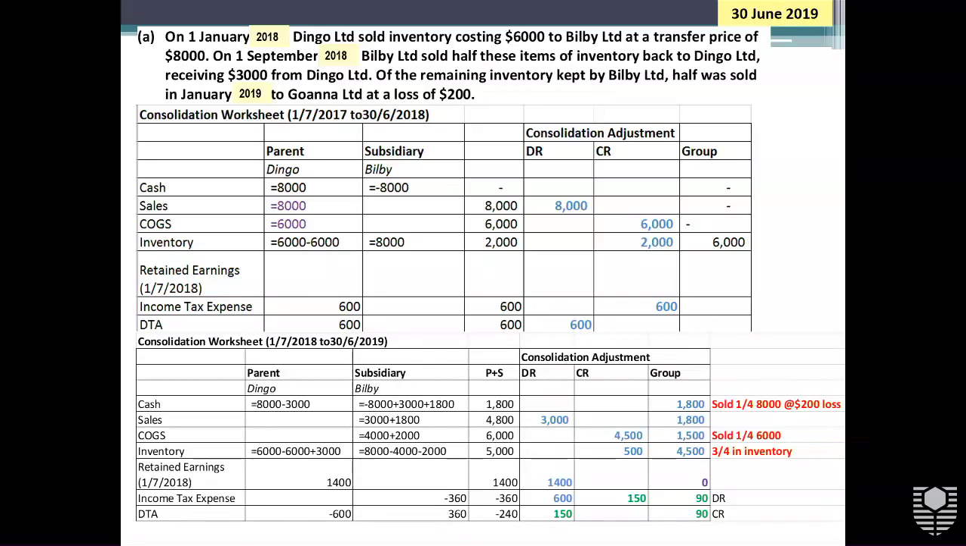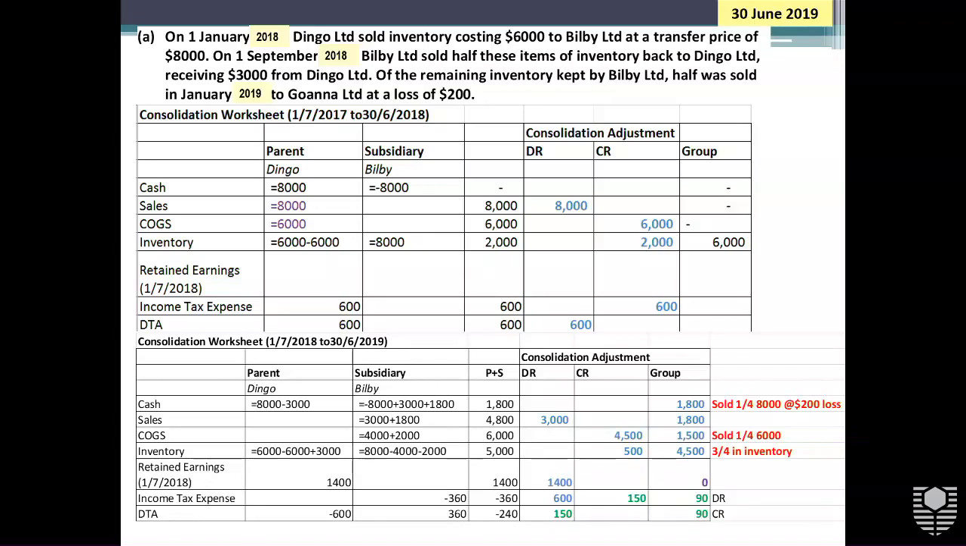But then they're going to sell half of the remaining half to an external party for 1,800. We've already calculated that 1,800. Bank goes up 1,800. Sales goes up 1,800. Half of the 4,000 remaining, cost of goods sold goes up 2,000, and your inventory goes down 2,000. When we add the 2 together, we have 3,000 sitting in the books of the parent and 2,000 sitting in the books of the subsidiary, giving us 5,000.